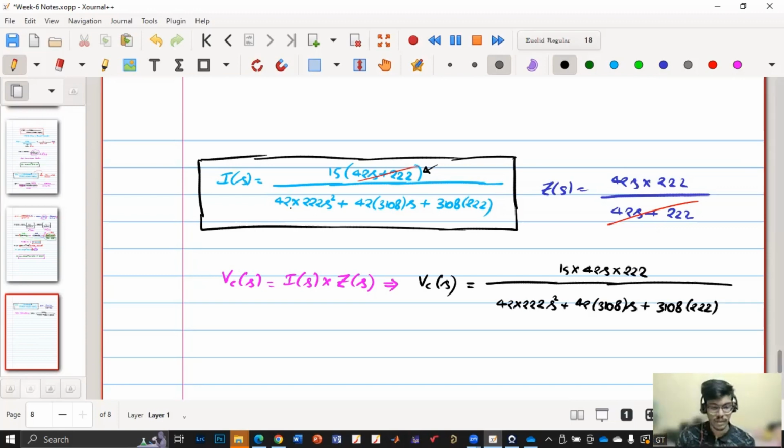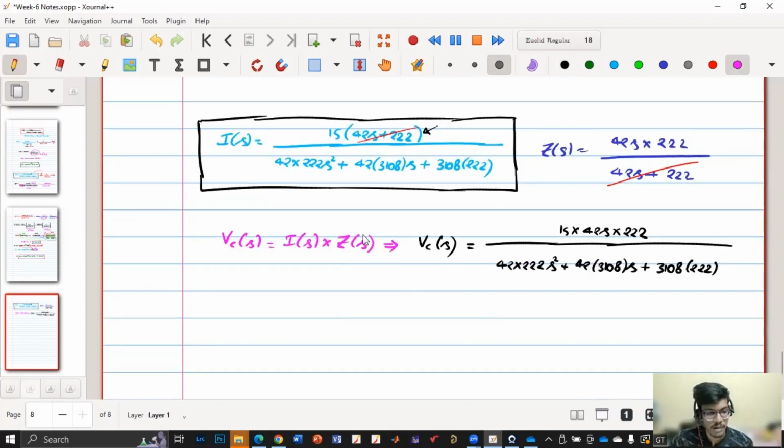So is this clear how we are getting VC of S? We have just multiplied I of S by Z of S to get the overall expression.